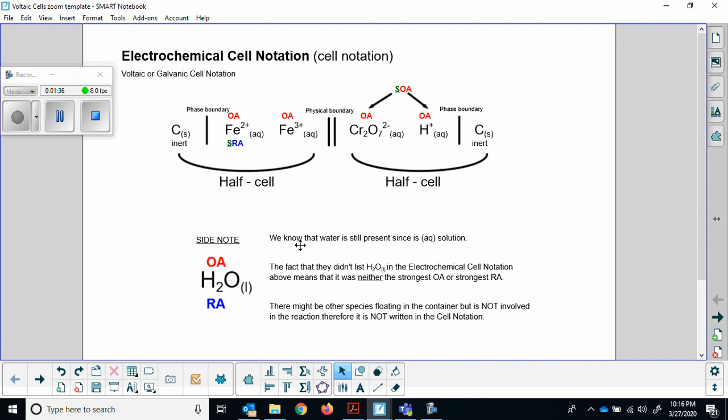On a side note, we know that water is still present since it is an aqueous solution. The fact that they didn't list water in the electrochemical cell notation above means that water was neither the strongest OA or the strongest RA. There might be other species floating in the container, but it is not involved in the reaction, therefore it is not written in the cell notation. We will talk about what links these two half cells later on, called a salt bridge.